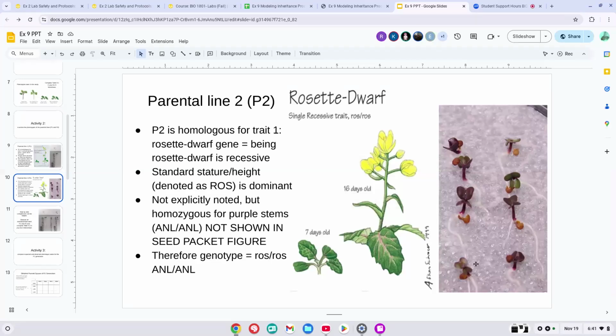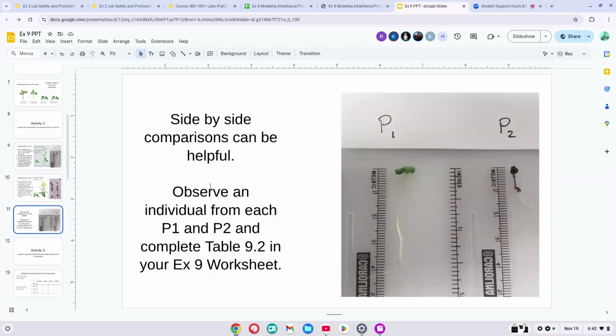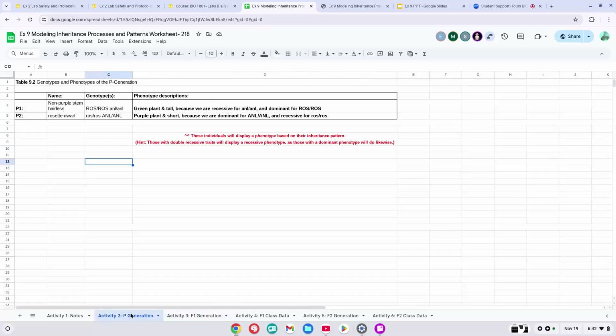And this is what these guys would look like. They're just tiny little itty-bitty baby plants, whereas here we've got this tall green plant. Side-by-side comparisons are great to differentiate what these parents look like. You can observe each individual from P1 and P2 and then complete table 9.2 in your exercise 9 worksheet. We did that together, and that's what it would look like. So let's keep on moving.